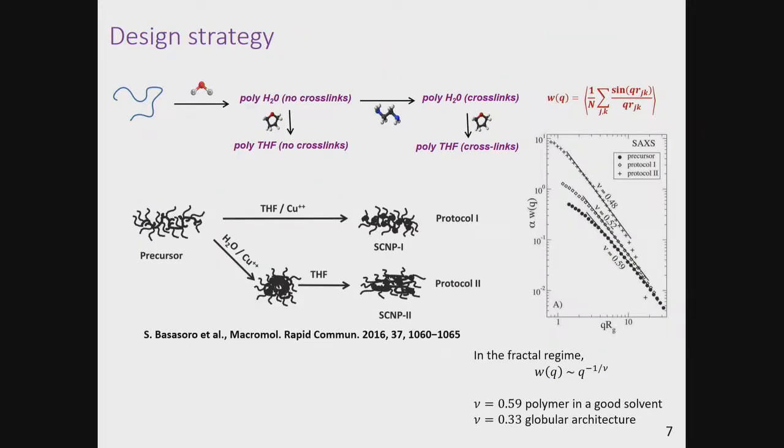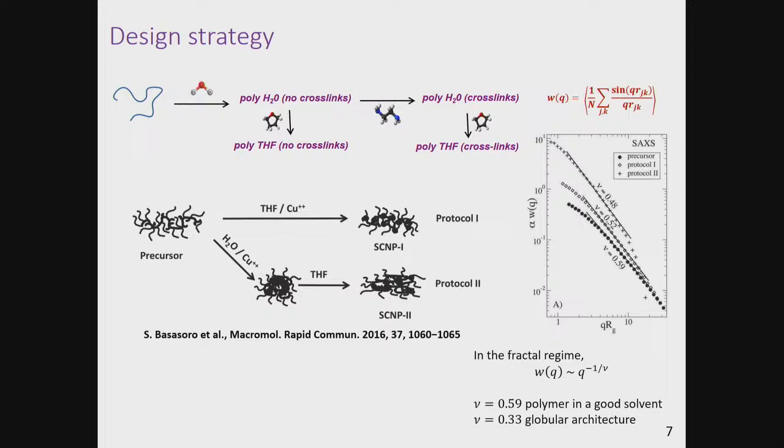Here is the design principle we followed to see whether we can get a globular morphology. Firstly, we took the polymer precursor and solvated it in water, which is a selective solvent because we have both hydrophilic and hydrophobic units in our polymer. Then we solvated this structure in THF, and then made crosslinks and did the same. I'll come back to this when I explain the results. Already in experiments, people followed this protocol.